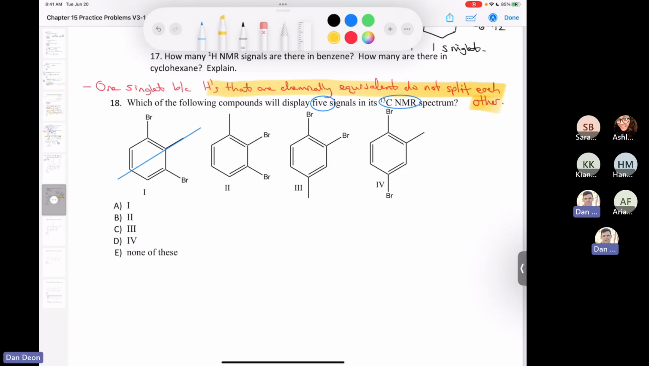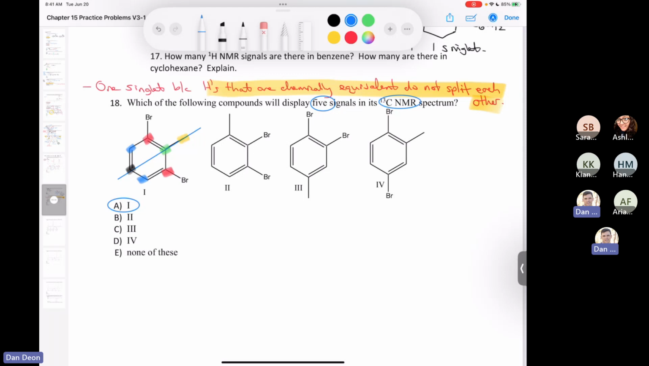And so if we identify all the carbons, this is a unique carbon, this is a unique carbon. These two are chemically equivalent based on symmetry. These two, I'll use my blue, these two are chemically equivalent. And then I have this one, which is unique. So we have a total of 1, 2, 3, 4, 5 signals. So I hope this is the answer. The answer better be A.